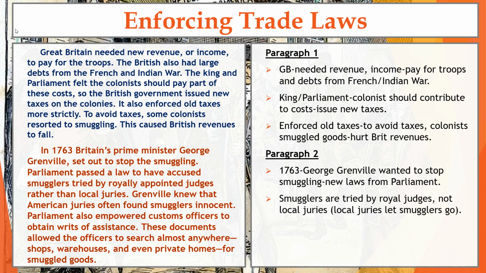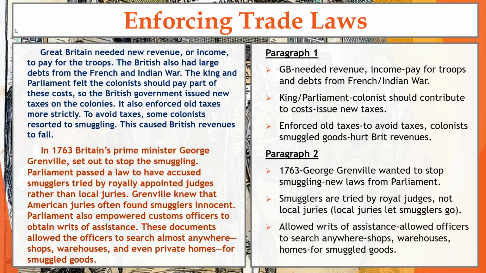So I wrote, smugglers are tried by royal judges, not local juries. Local juries let smugglers go. I kind of put that in my own words. It doesn't say that they're like that. But yeah, the local juries would often find the smugglers innocent, so I just noted that. And this last part, I just note what the writs of assistance are. Allowed officers to search anywhere: shops, warehouses, homes, for smuggled goods.